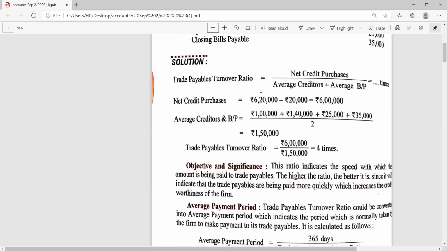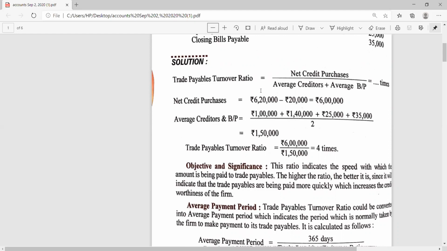This ratio indicates the speed with which the amount is being paid to trade payables. The higher the ratio, the better it is, since it indicates that the trade payables are being paid more quickly, which increases the creditworthiness of the firm.